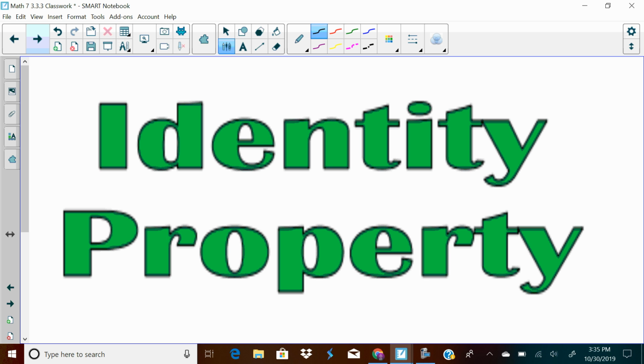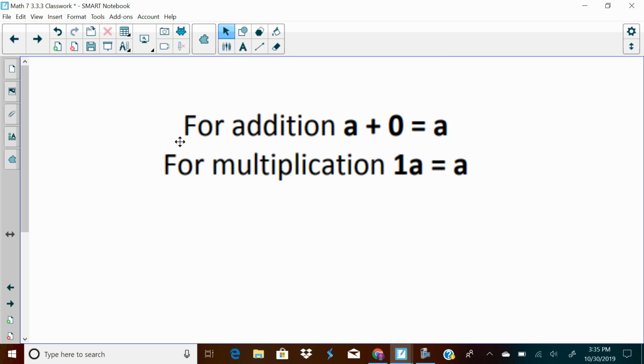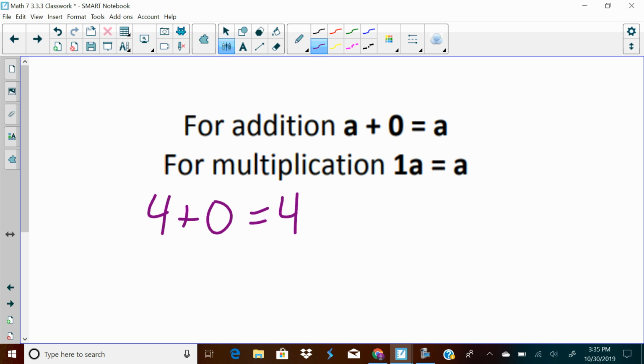The identity properties, there's one for addition and one for multiplication. The addition one is anything plus 0 is itself. The multiplication one is anything times 1 is itself. So for addition, 4 plus 0 equals 4. Multiplication, 8 times 1 equals 8.